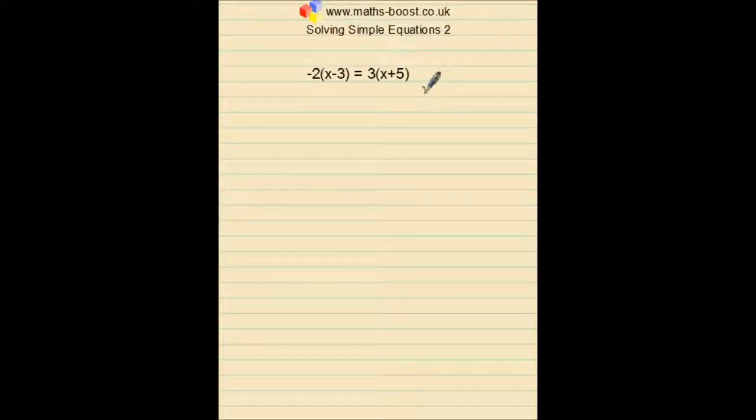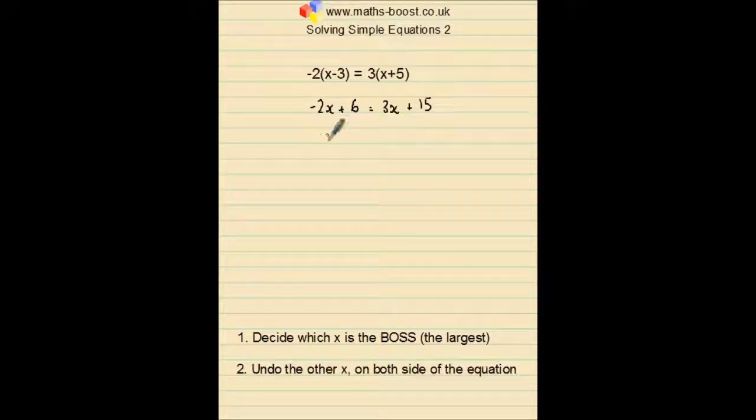I can try and make it more difficult by making it 2 questions in one. You've got to expand these brackets before you can even begin to solve the equation. And now I've got an equation with an x term on both sides. Just as before, I decide which x is the boss. In this case, the 3x is the largest. So it's the minus 2x that I undo by doing the opposite on both sides. I've now got a simple equation we can solve.